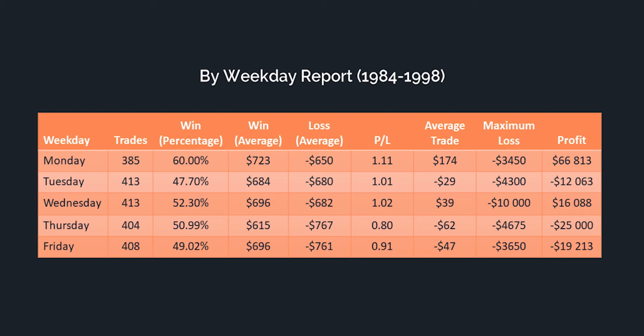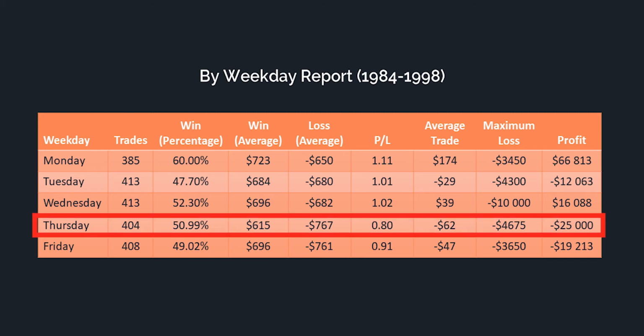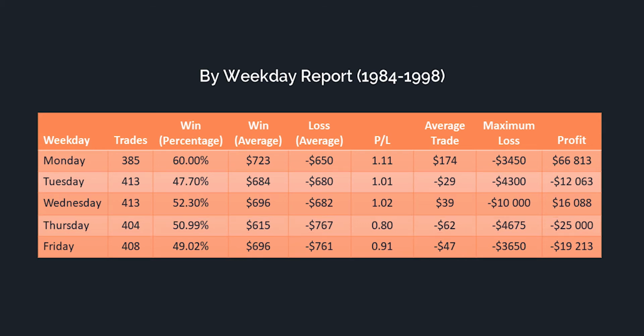We can see that the worst day to trade the S&P 500 is Thursday, with 404 trades, a win percentage of 50.99%, an average win of $615, and an average loss of $767. The profit to loss ratio is 0.8. The average trade would be a loss of $62. The maximum loss is $4,675. And if you had traded this strategy for this period, you would have lost $25,000. You would be devastated, right? At least I would be.